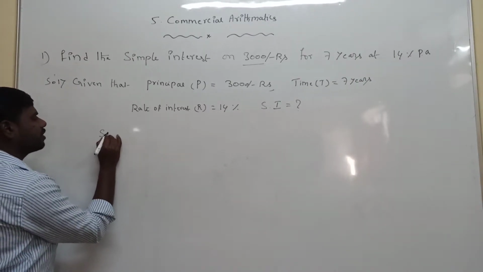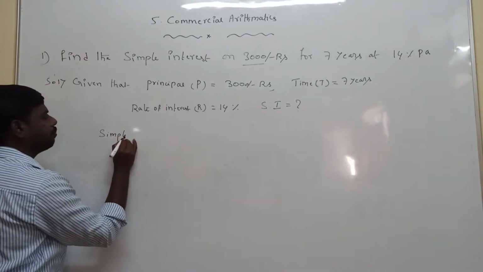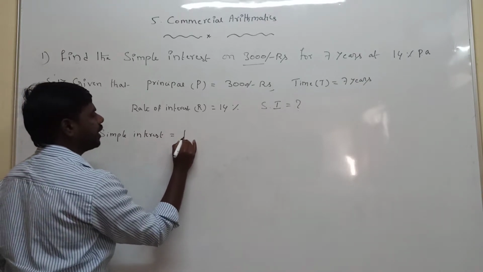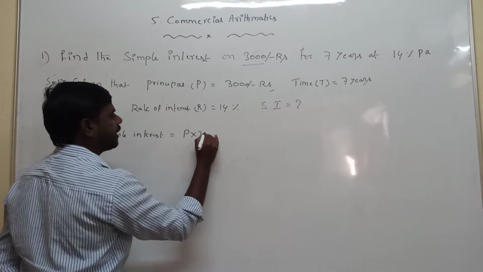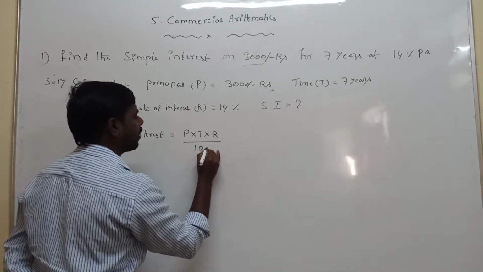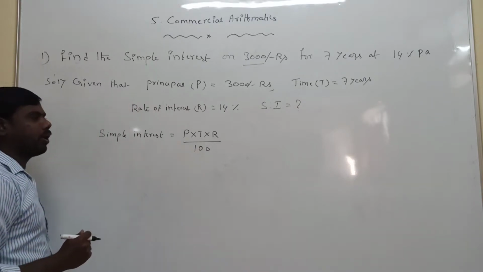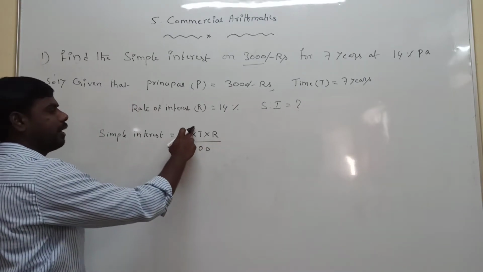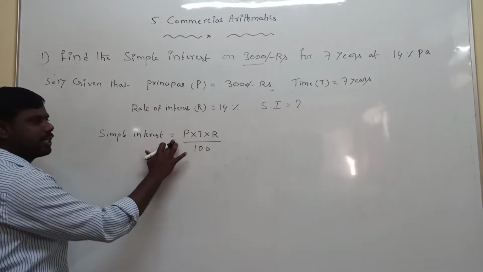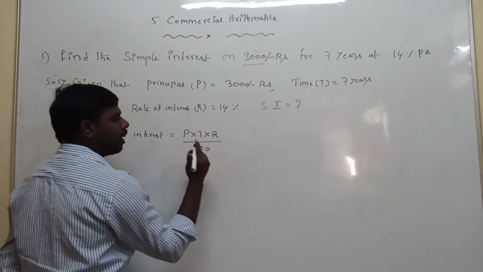What is the formula for simple interest? Simple interest is equal to PTR by 100. You know, like NTR. Simple interest formula is PTR by 100.